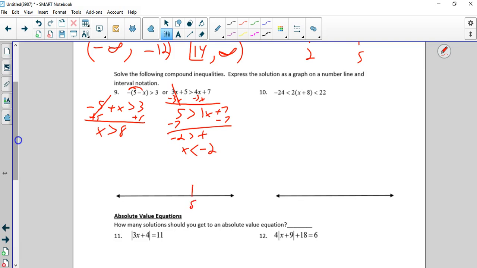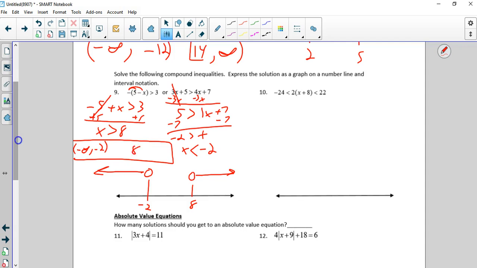So it's greater than 8, open dot, that way. It's less than negative 2, open dot going that way. Now if I was going to write that in interval notation, I'll squeeze that in here. Interval notation, it'd be negative infinity to negative 2, 8 to positive infinity, and we use a union symbol in between.